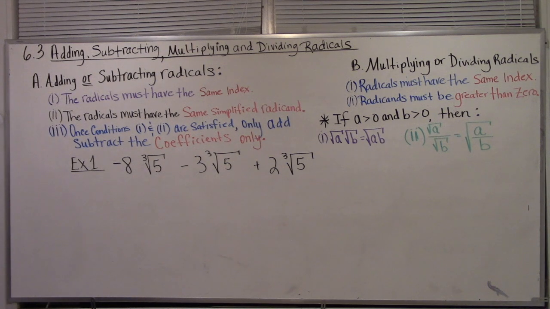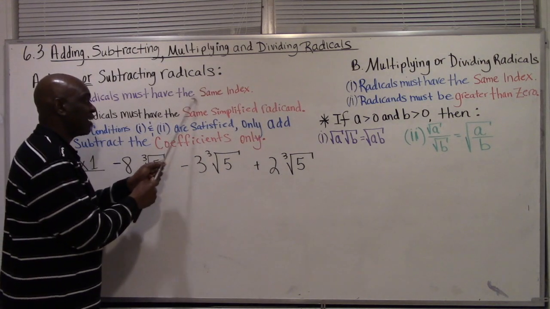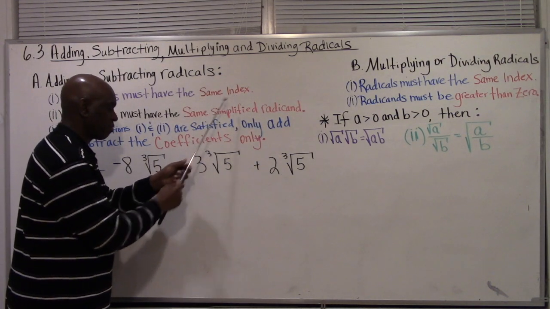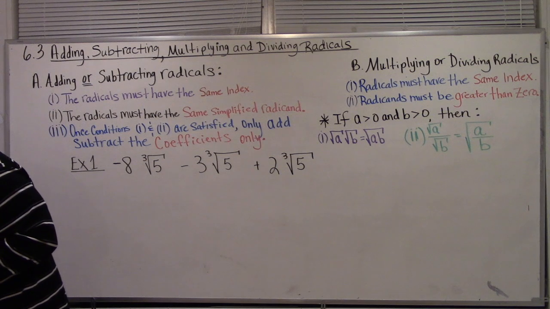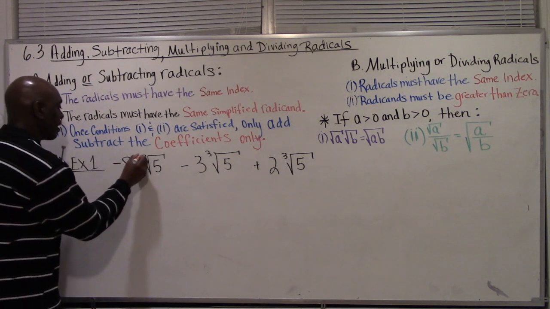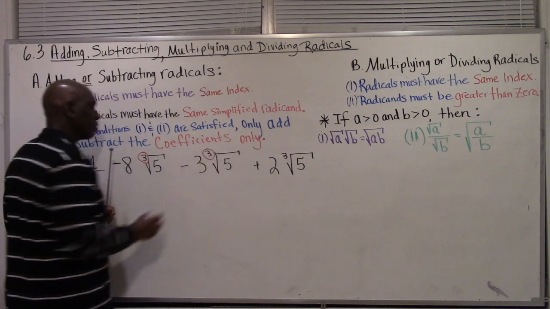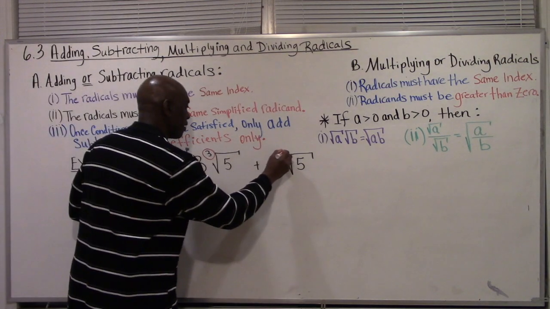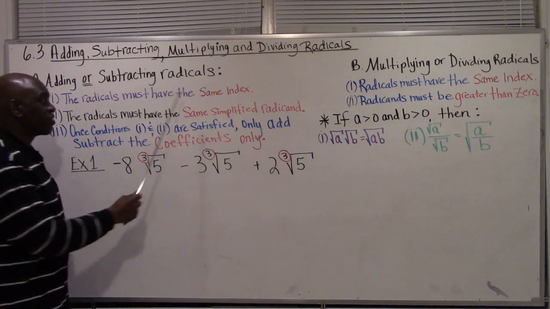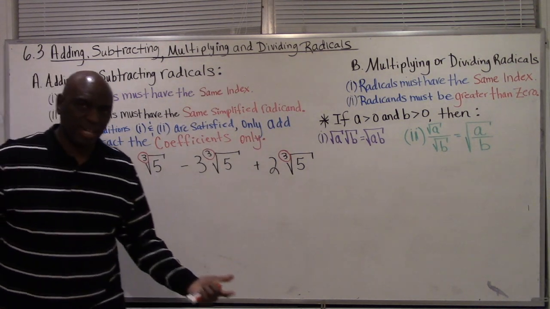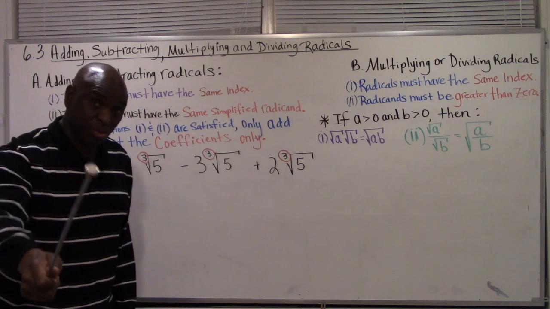First, let's go through this step by step. The radicals must have the same index. Let me circle for you the index. Here, the index is 3. Here, the index is 3. Here, the index is 3. So far, they do have the same index. That's not difficult to see. Condition 1 is met.